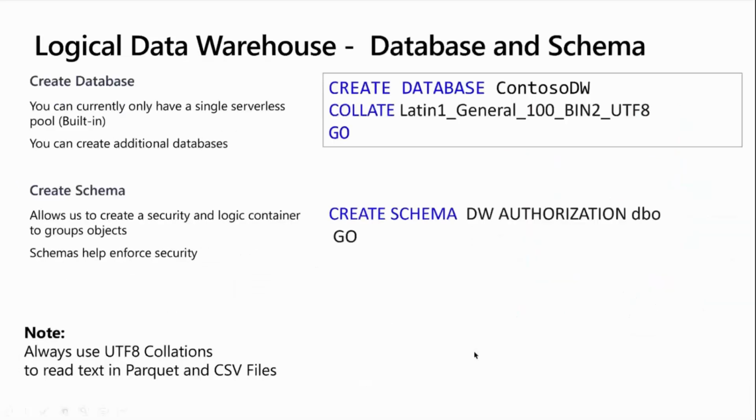Okay. So the first thing I do is I create a database. Here I'm going to specify the Latin1_General_100_BIN2_UTF8 collation. That will make sure that I don't get warnings. I'm going to create a schema in there called DW. You always want to use UTF-8 collations when using Parquet and CSV to make sure you're supporting the full range of the Latin alphabet, so all the funny characters that European people use.